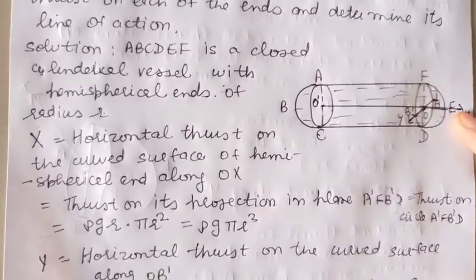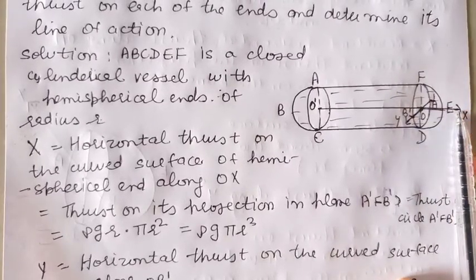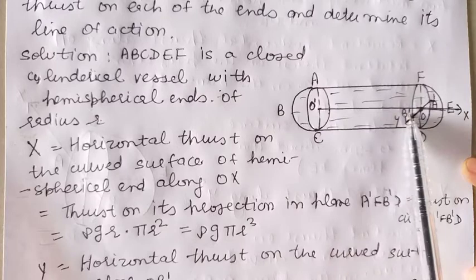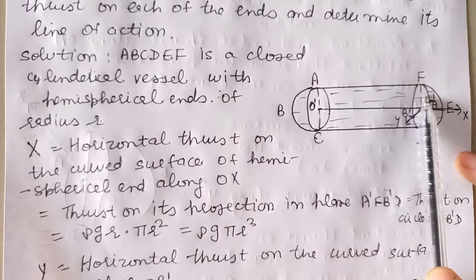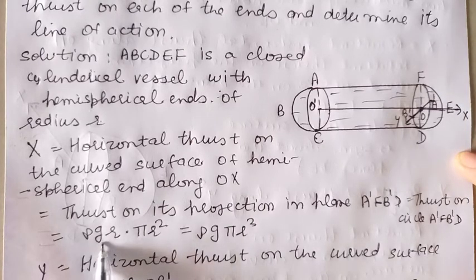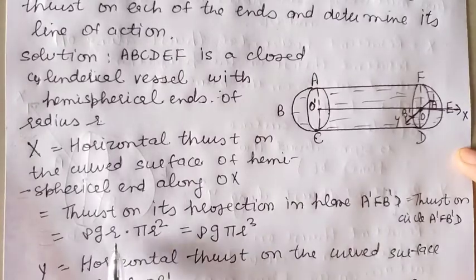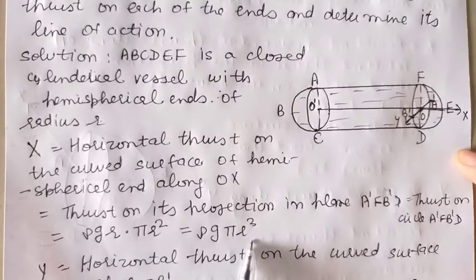Now by definition, X, which is the horizontal thrust on the curved surface of the hemispherical end along OX, is the thrust on its projection in the plane AFBD. So that will be the thrust on this circle. By definition, this is given by rho into g into depth of center of gravity into area of the circle. Area of circle is pi r square. Depth of center of gravity is r. So this will become rho g pi r cube.